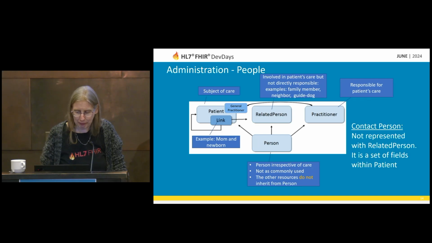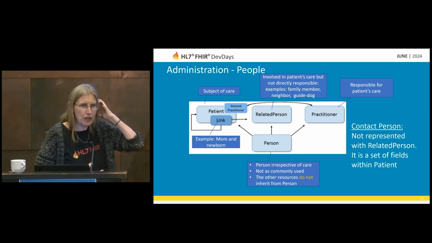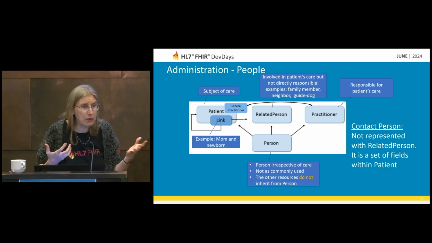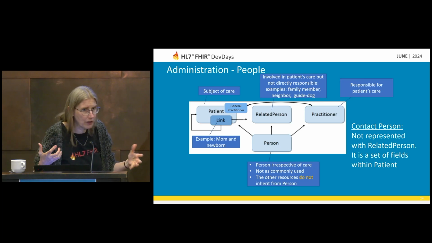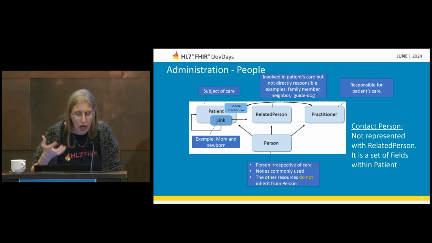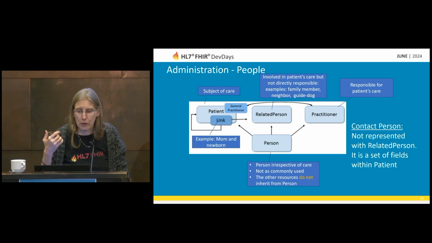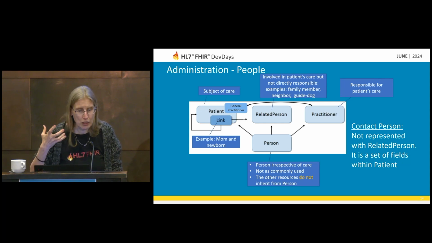No pressure, though. Now, something missing here was contact person. This is really useful when, let's say, you're admitted to the hospital. I hope that never happens to you, but they usually ask you for some sort of emergency contact, nearest relative. That person is not represented anywhere in here. And that is because that is contained in the patient resource.